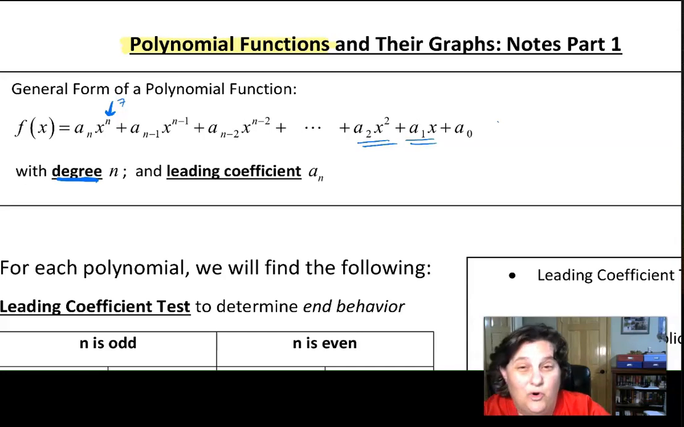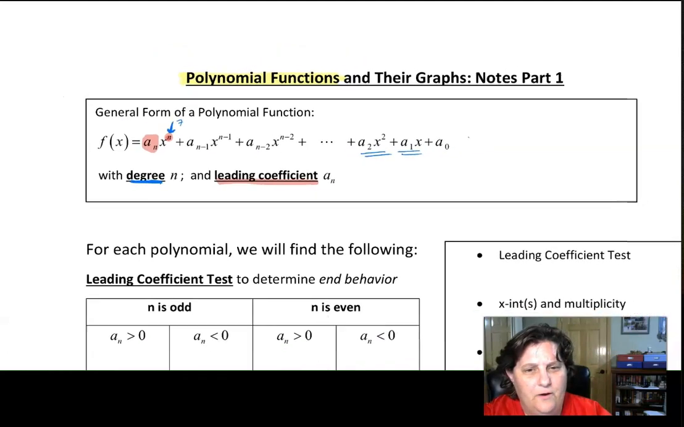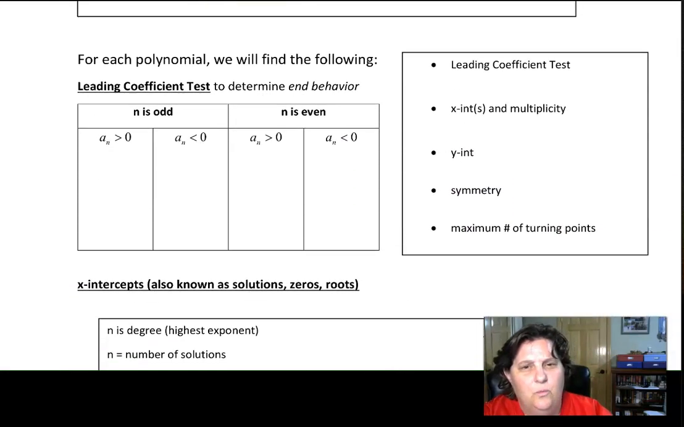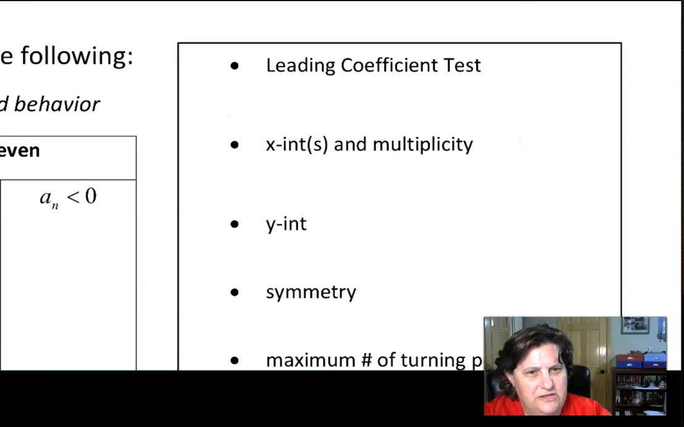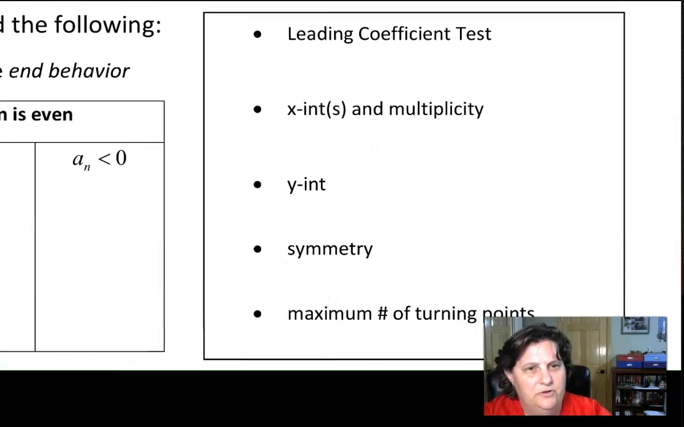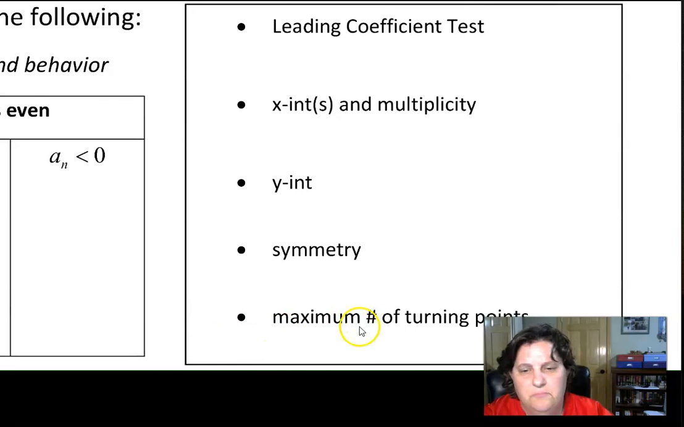There's a few different words that you want to know. It's degree. The degree is the highest exponent. And then the coefficient in front of the highest exponent is called the leading coefficient. That's pretty important. Now, when we talk about polynomials, just like with quadratics, we're going to talk about multiple things. We're going to do this whole list.